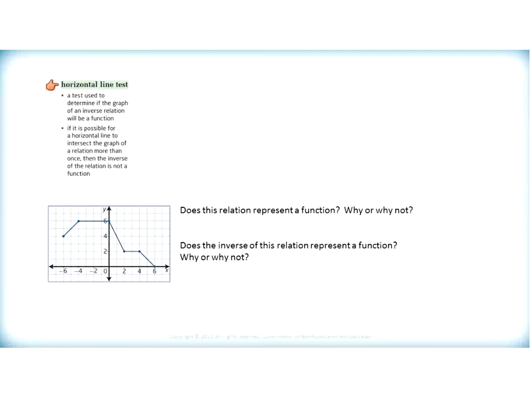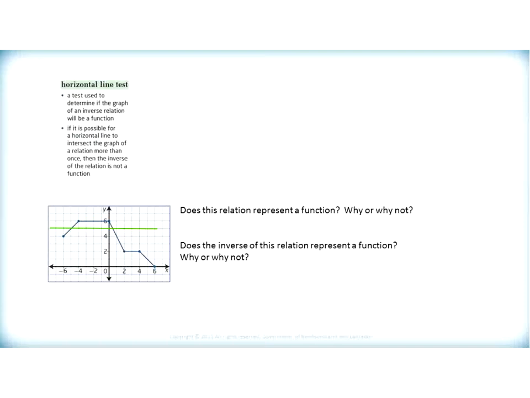The horizontal line test is simply a test used to determine if the graph of an inverse will be a function. If it is possible for a horizontal line to intersect the graph of a relation more than once, then the inverse is not a function. So all that's simply saying is this. We know that this is a function because of my vertical line test. The horizontal line test says this: if I were to draw a horizontal line through this graph and it intersects the graph in more than one place, then the inverse is not a function.